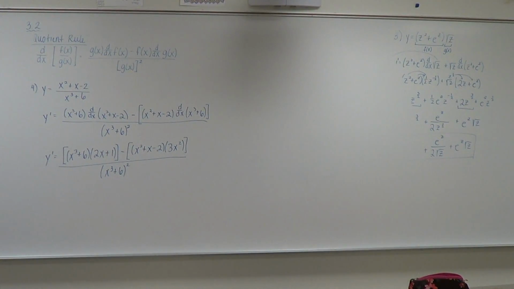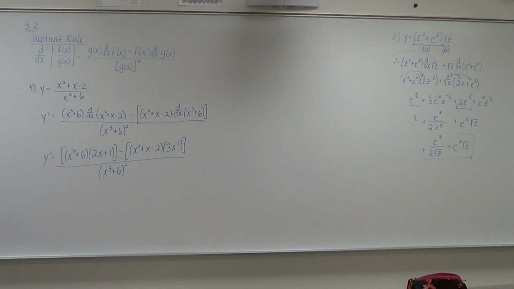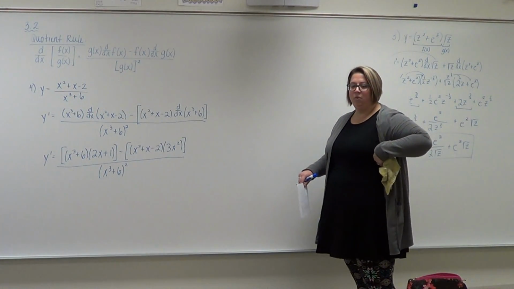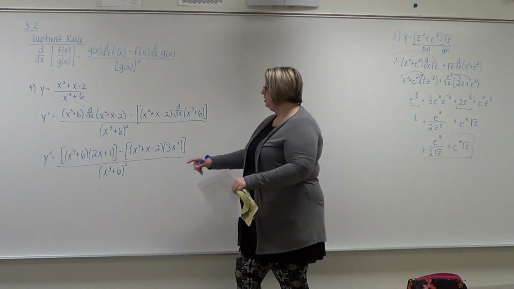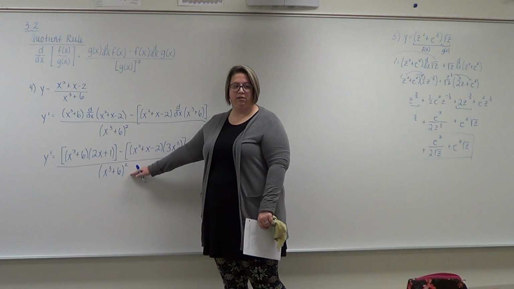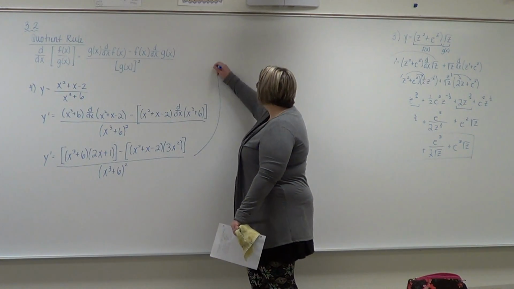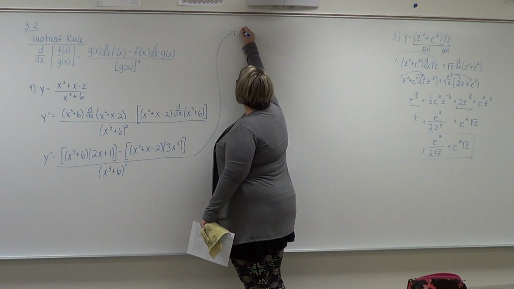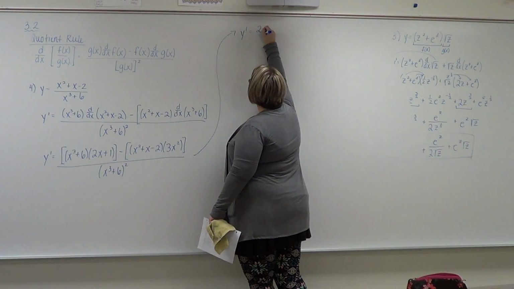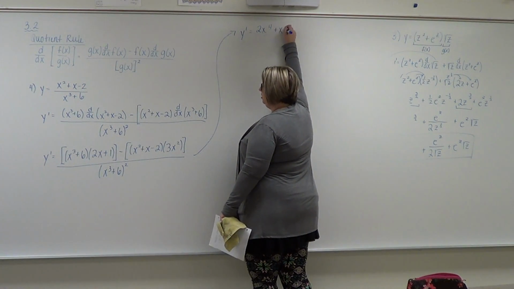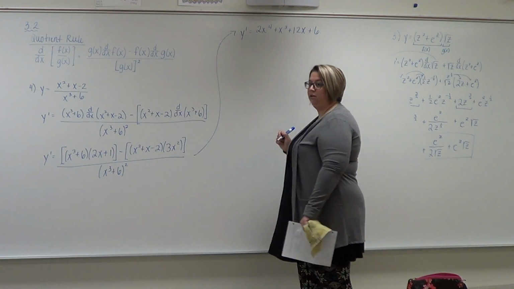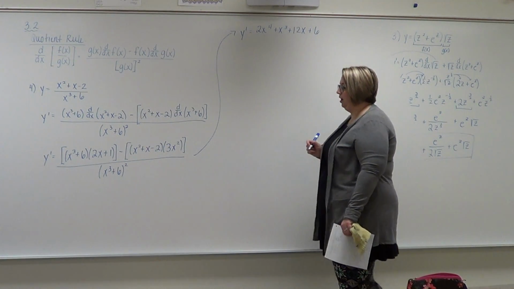Now what are we going to have to do? Simplify. Okay, now don't worry about the bottom. Don't FOIL that out. For the top, distribute and then combine like terms, but don't try to distribute the bottom. There's no point. If I distributed on top, this would be 2x to the 4th plus x to the 3rd plus 12x plus 6. Does everybody agree?